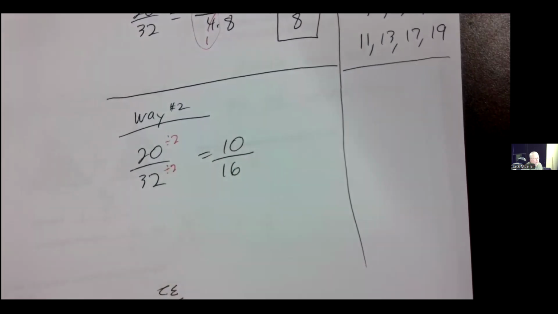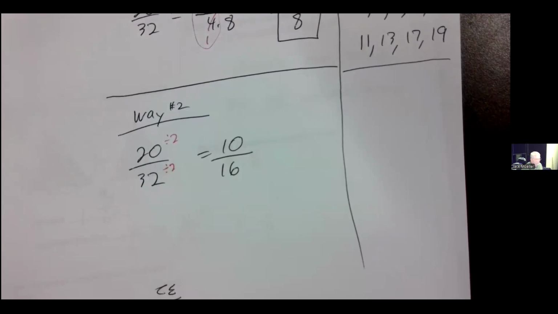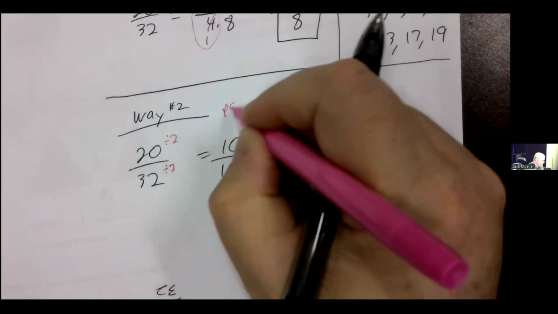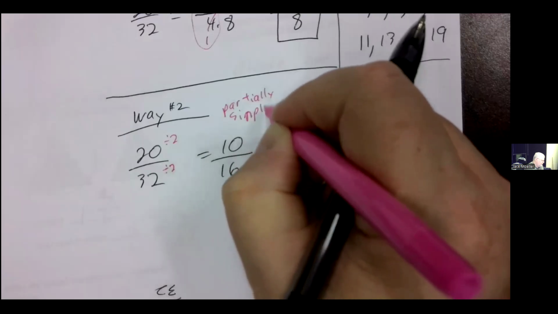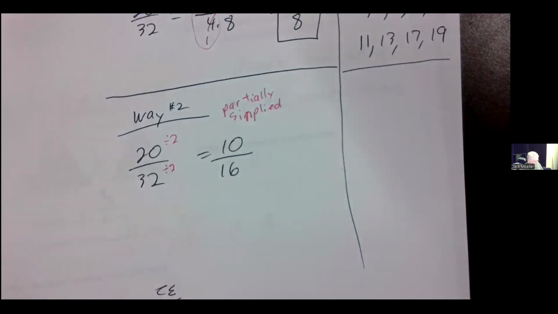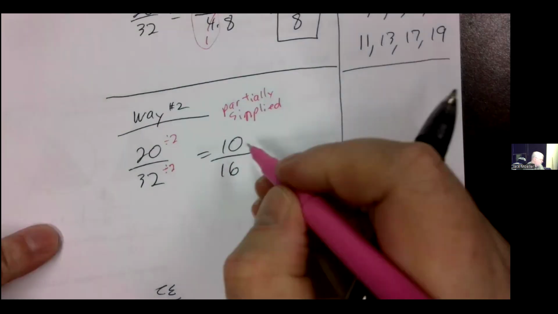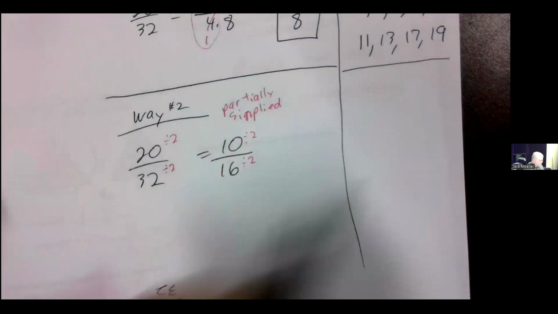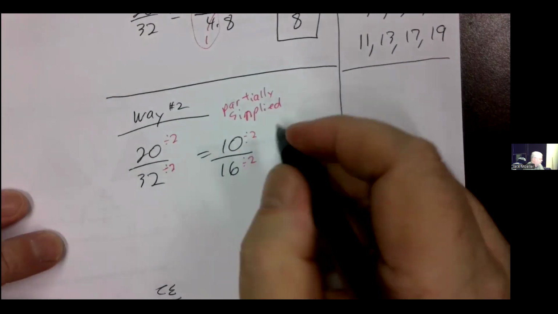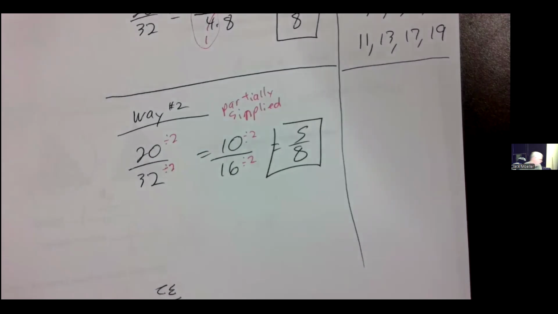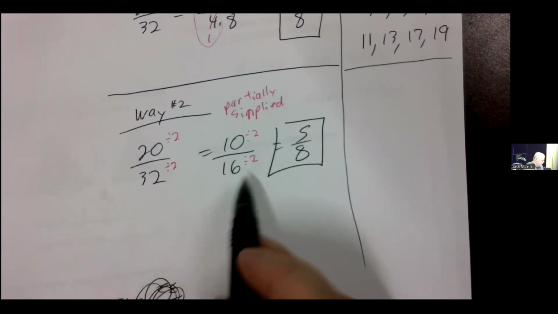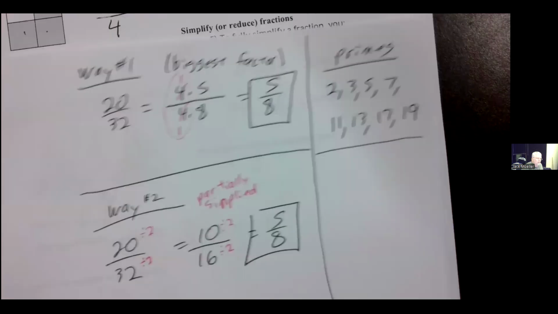And so here's where you get in trouble sometimes. This is what we call partially simplified. Which means we have simplified, we've divided a common factor, but not all the common factors, because those are still both even. So we can divide by 2 again. And that gives us right back to our 5/8. Okay. And if you notice, we divided by 2 2's, 2 times 2 is 4, which is what we did in the first place.